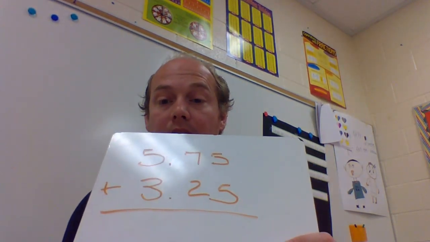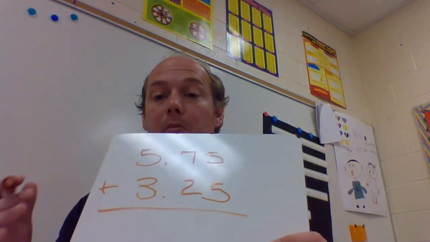Alright, so let's do another one of those. So let's do a little bit bigger number. 575 plus 325. All right, 575 plus 325. Now, if you're following along at home, you might realize that there's something a little different about this one.